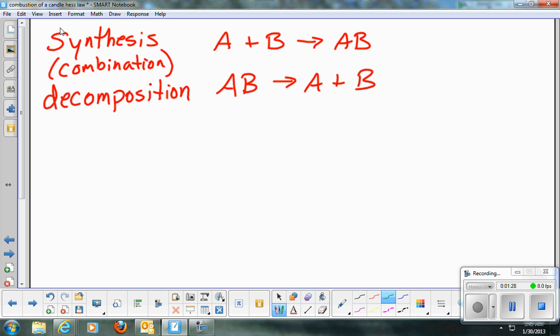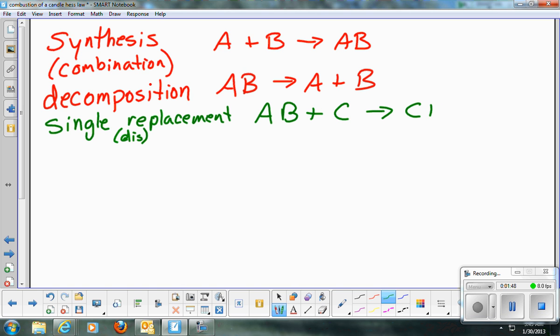The next one that we had was single replacement. Some places call it displacement, and it just means the same thing. Sometimes you're dissed and sometimes you're replaced. Okay? A, B plus C yields CB plus A, or AB plus D yields AD plus B. So those are representative. Okay? So single replacement.